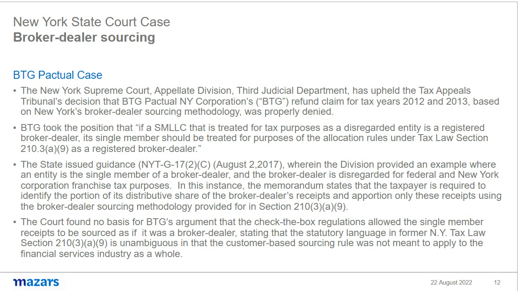It does have also applicability going forward to the New York City UBT and for the city general corporation tax on S corporations, both of which have not adopted customer-based sourcing.